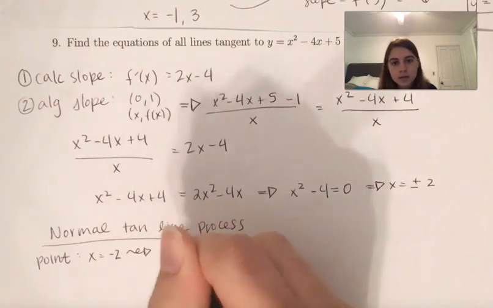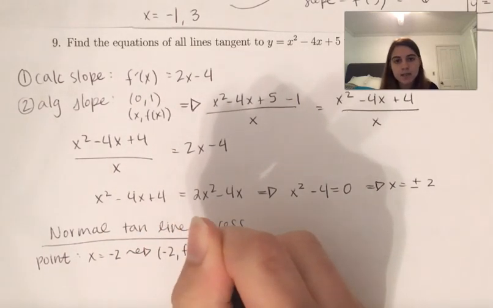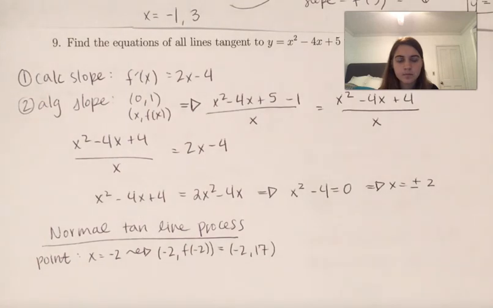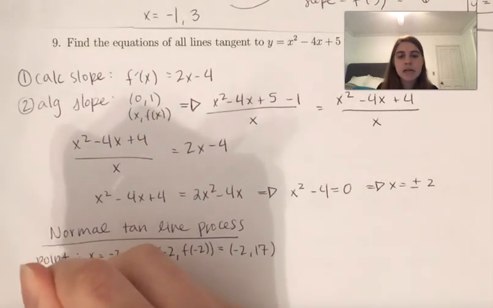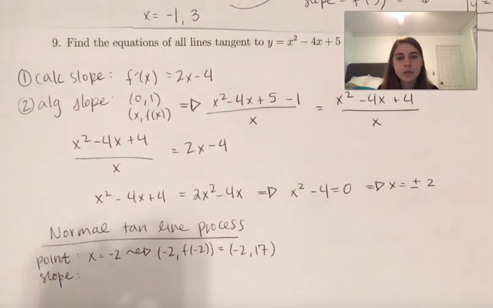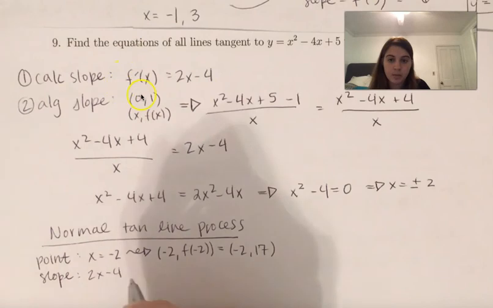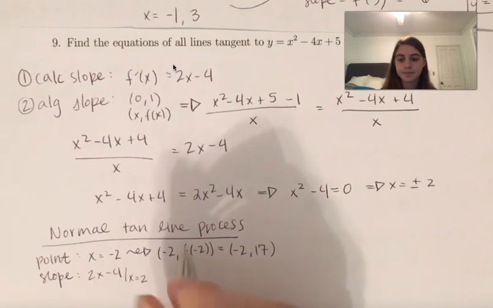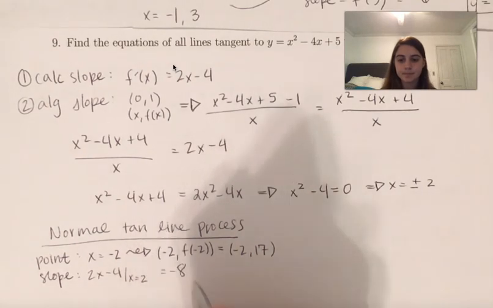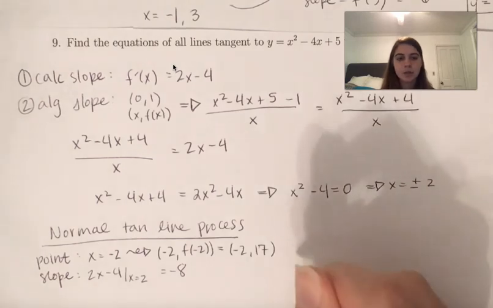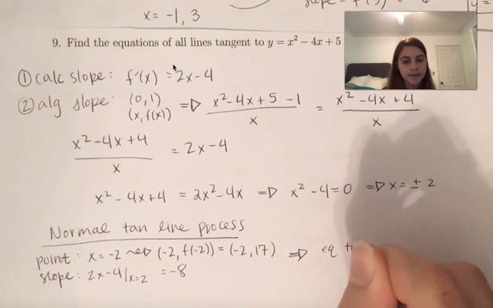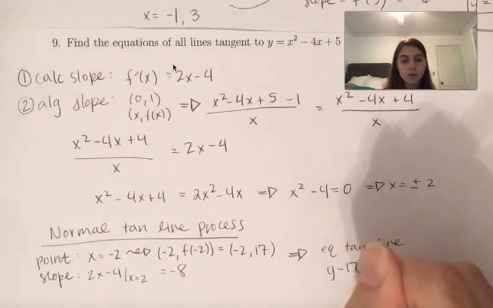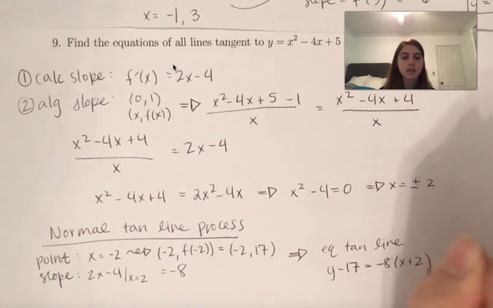So plug that into the equation up there, and we get 17. That's 4 plus 8 plus 5. And then we get our slope, which we already have our f prime of x solved here. So we just plug negative 2 into that, and we get negative 8. And now we can do our equation for our tangent line the way we've been doing it. Y minus 17 equals negative 8 times x plus 2, since it's a negative 2.